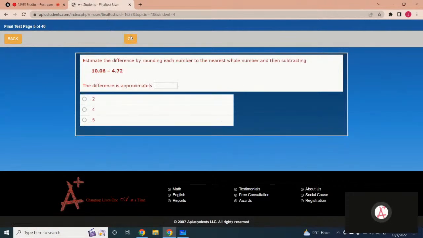Okay, the next one is 10.06 subtract 4.72.